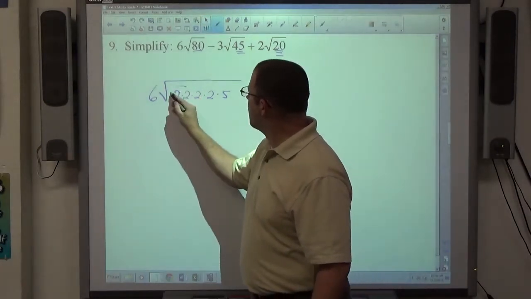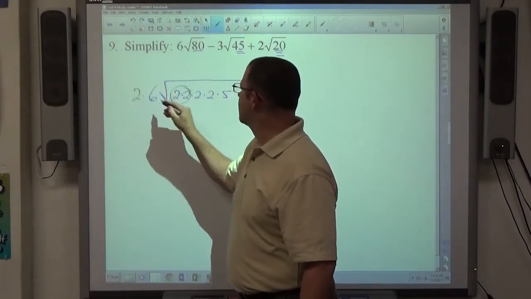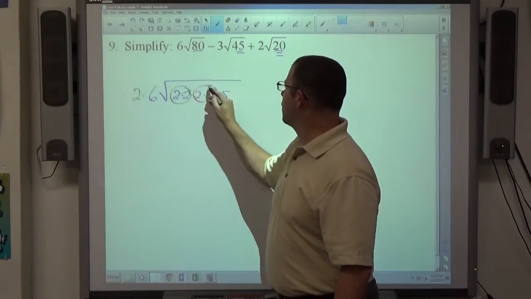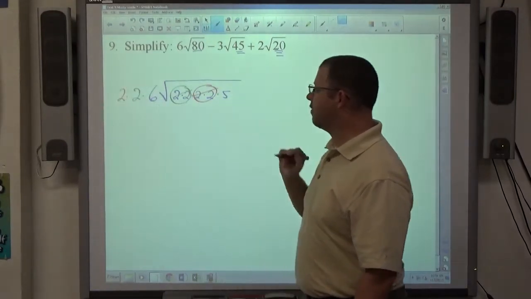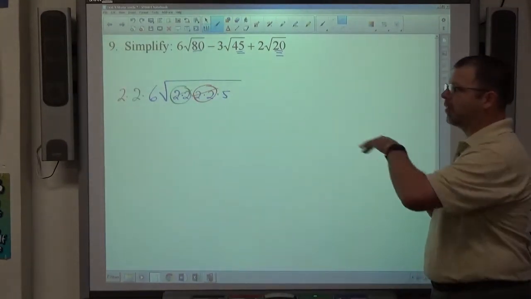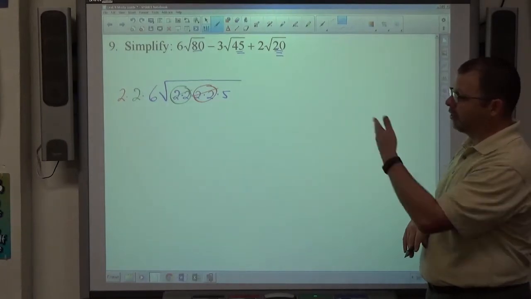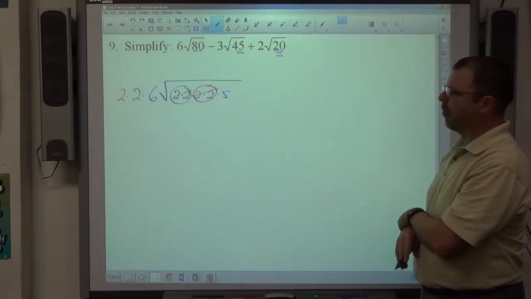Looking at that, a pair of 2's, I get to pull a 2 out. I got a second pair of 2's, I get to pull a second 2 out. I've got a single 5, I can't pull that out. Anything I pull out is going to be multiplied by what's already out there. So there's already 6 out there. The 2's that came out are multiplied by the 6.